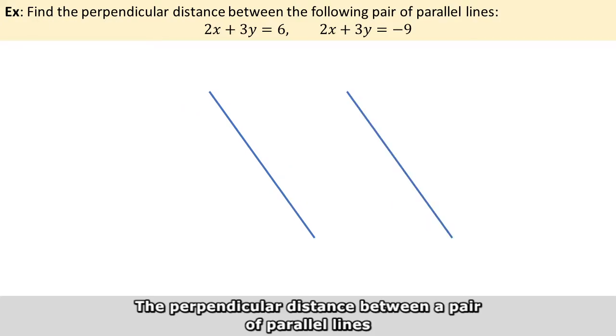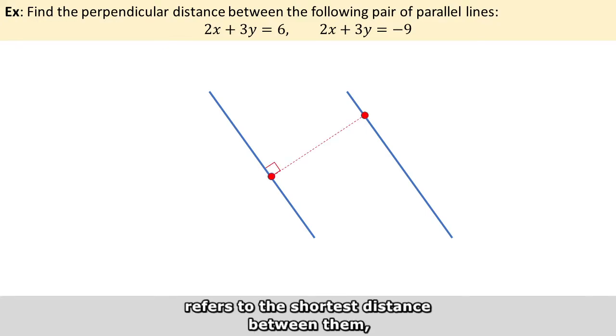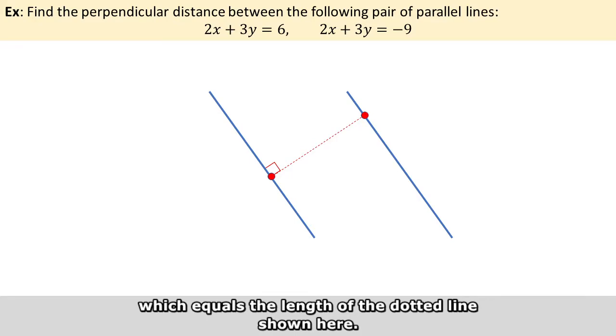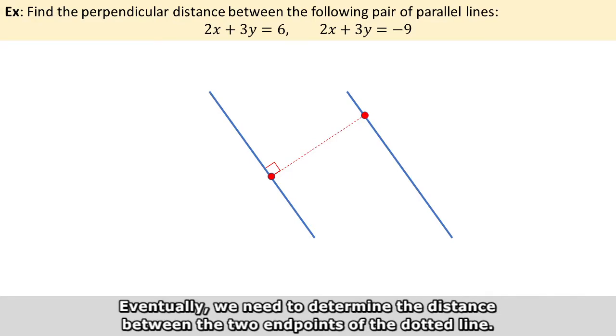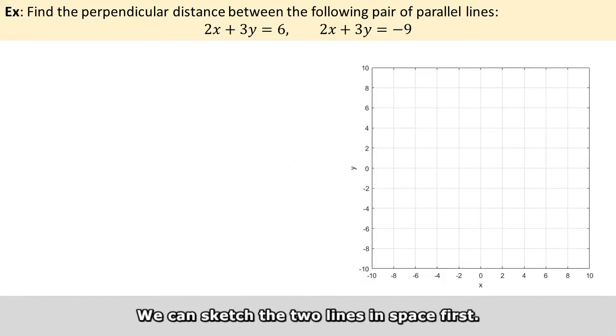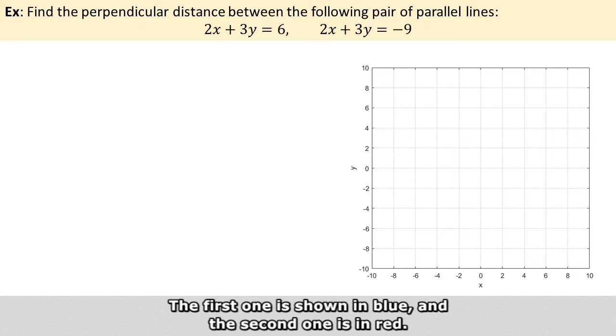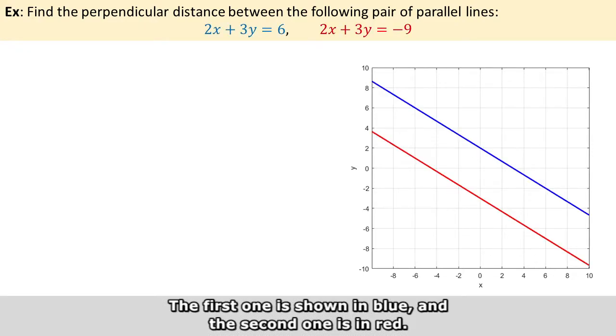The perpendicular distance between a pair of parallel lines refers to the shortest distance between them, which equals the length of the dotted line shown here. Eventually, we need to determine the distance between the two endpoints of this dotted line. We can sketch the two lines in space first. The first one is shown in blue and the second one is in red.